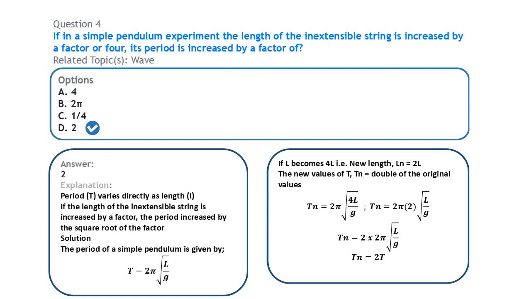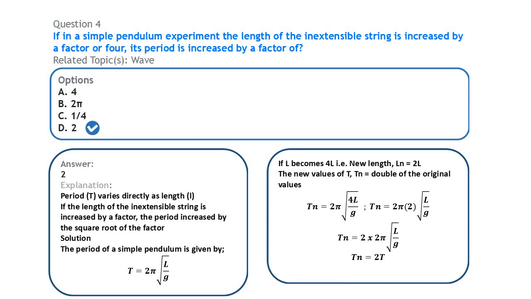Now T originally is 2 pi root L over g, but Tn, the new period, has a length that has been increased by a factor of 4. That means the new length is now 4L. It's not 2L, it's not L, it's now 4L. If we take the square root of this 4, we have 2 right here. So I have 2 pi times 2, and I can rewrite this as 2 times 2 pi root L over g.